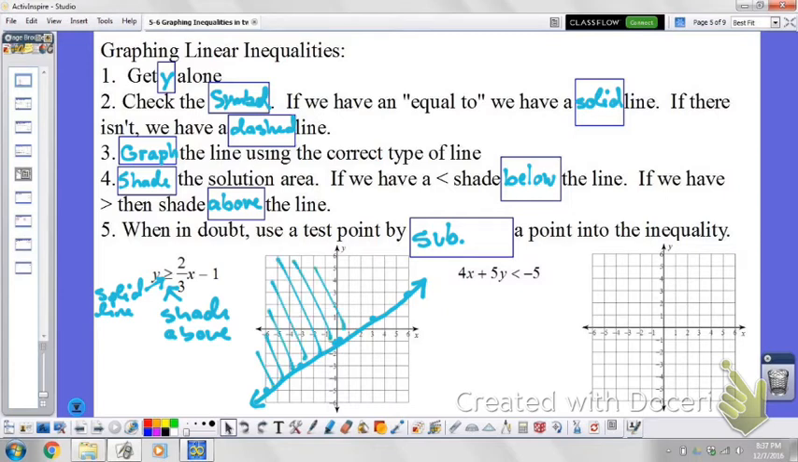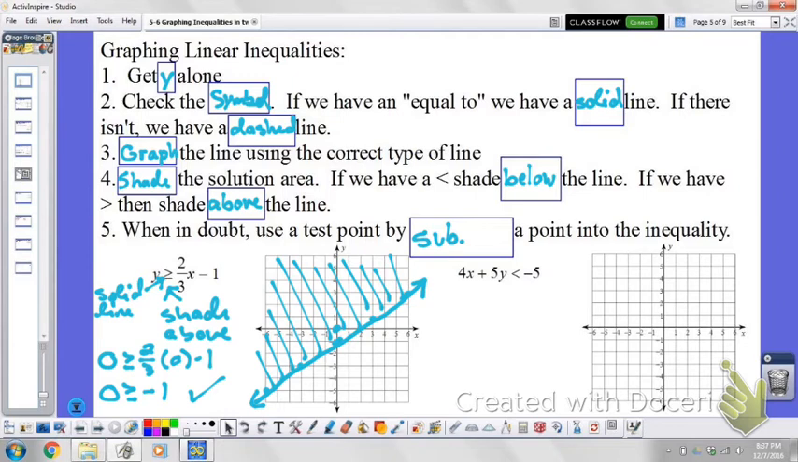Let's go ahead and use a test point just to check to make sure we were right. And we're going to use the point 0, 0. So since we think 0, 0 should work, this should give me a true statement. So I need to find out if 0 is greater than or equal to 2/3 times 0 minus 1. So that'll just give me 0 is greater than or equal to -1, which is true, so we are correct.